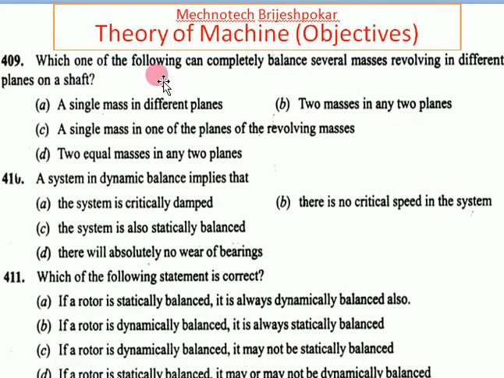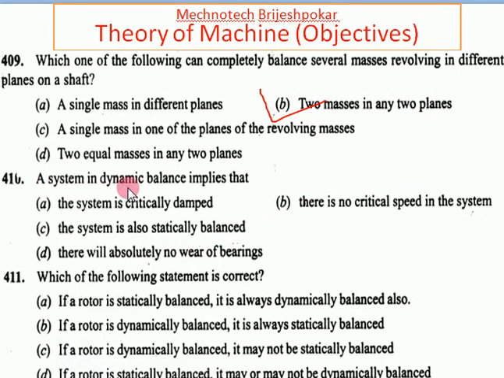Okay, now next is, which of the following can completely balance several masses revolving in different planes on the shaft? So answer is B, two masses in any two planes. Here to completely balance several masses revolving in different planes, the main thing is different planes, so two masses in any two planes. Here two equal masses, but it's not like that. Here two masses in any two planes we can say.